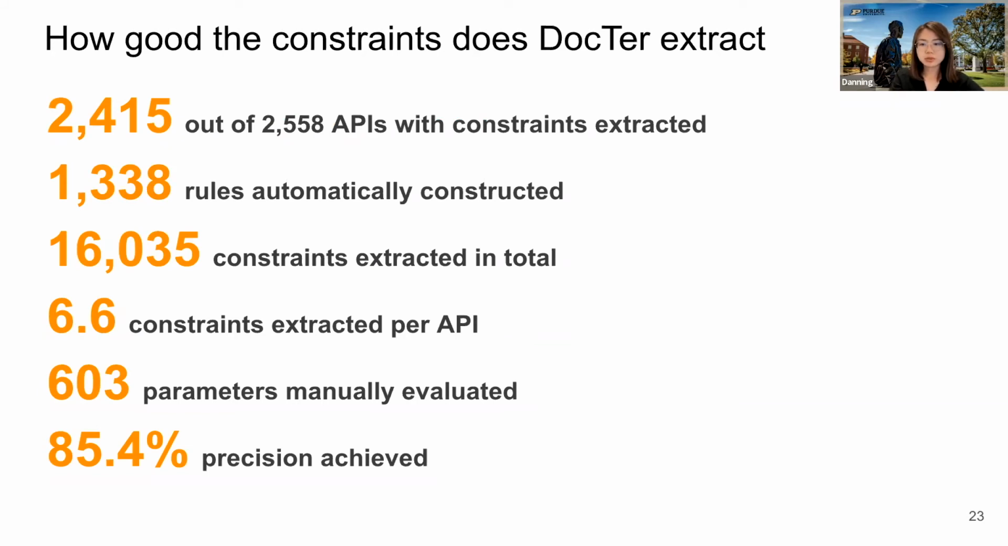Here are the evaluation results of constraint extraction. DocTer is able to extract constraints from 2,415 APIs with 1,338 automatically constructed rules. There are 16,035 constraints extracted in total. On average, DocTer extracts 6.6 constraints per API. We manually sampled 603 parameters and annotated them with the ground truth constraints for evaluation. The results show that the constraints DocTer extracted achieve a precision of 85.4%.